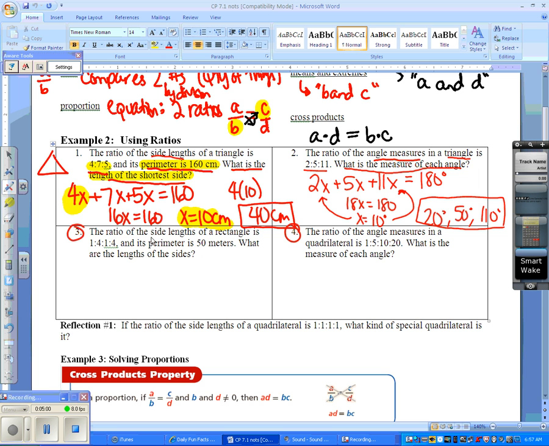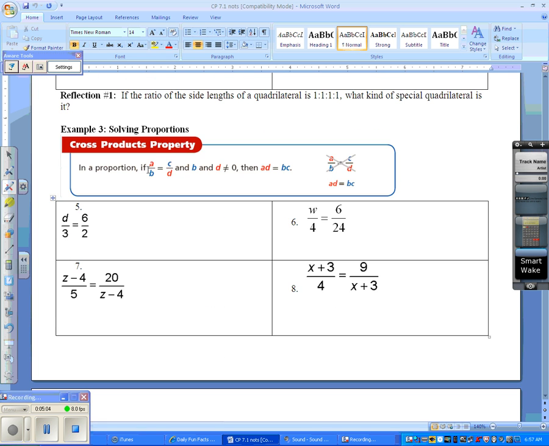Okay, so you're responsible for 3, 4, and then here's one of the reflections. Okay, example 3, cross products property. Again, if we cross multiply, those means the product of the means will equal the product of the extremes. So that's all we're going to do.